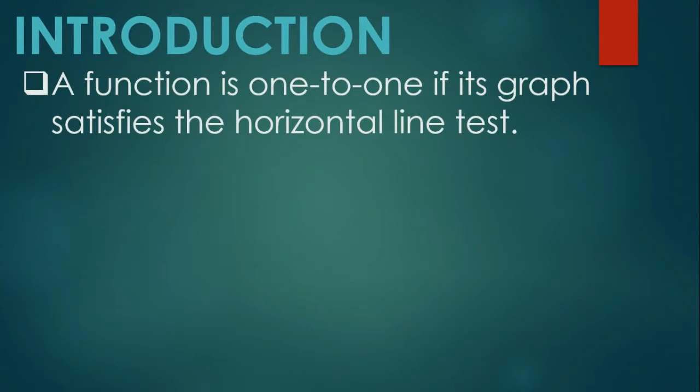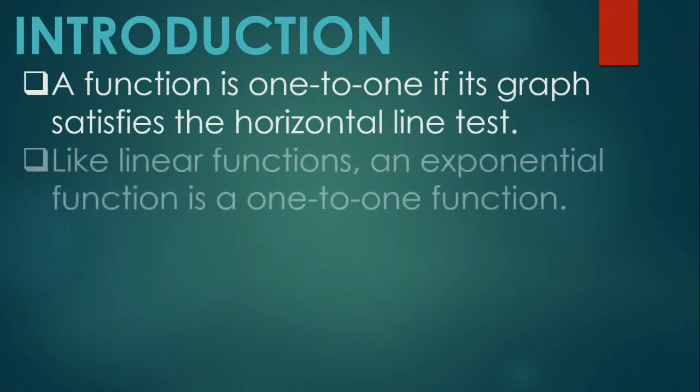A function is one-to-one if its graph satisfies the horizontal line test. Alam naman natin yan since we tackled this already. Like linear functions, an exponential function is a one-to-one function. So, in our previous videos, nung na-discuss natin exponential function, there is an example there na-graph yung isang exponential function. So, nung na-graph siya, nakita natin na yung graph niya ay either increasing or decreasing. So, curve siya.